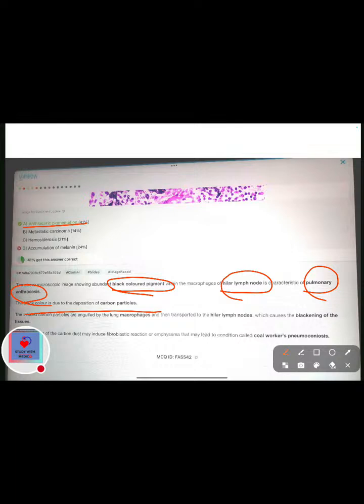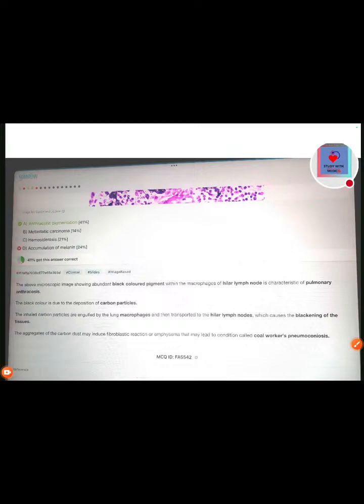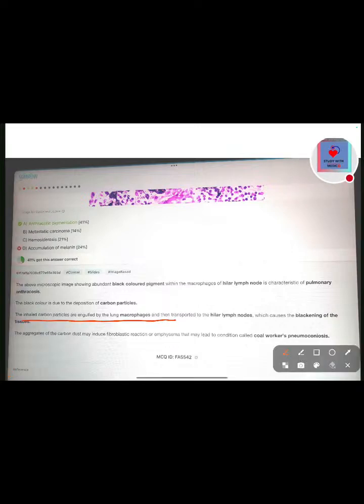If the carbon particles are deposited, then there is anthracotic pigmentation because of pulmonary anthracosis. Because of the inhalation of the carbon particles, this pigment is deposited, and that's why it is very black in color, and these are present within the macrophages of the hilar lymph nodes. The inhaled carbon particles are engulfed by lung macrophages, and they're transported to hilar lymph nodes, which causes the blackening of the tissues.